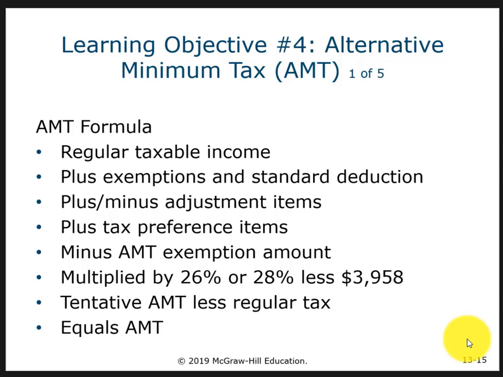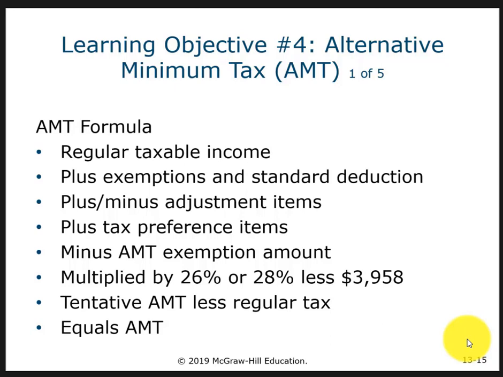So this is a separate tax system that requires us to go through a similar formula as a regular tax, except that we have different sets of deductions to try to minimize the impact of certain deductions that are common amongst those of higher incomes. So this is a theory to try to make the tax law and the tax rules more fair.